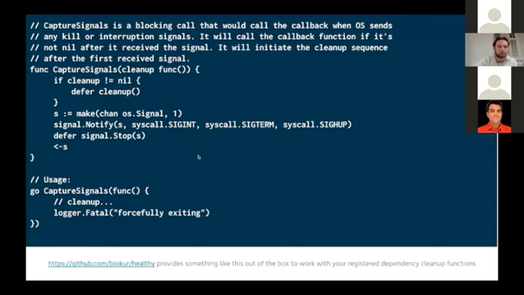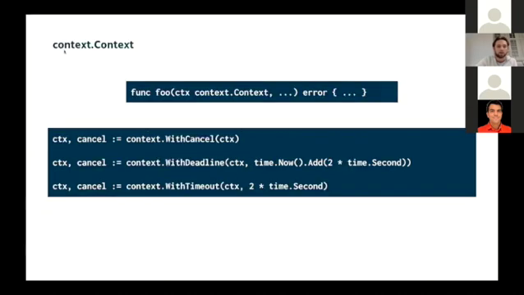We've got a capture signals method. It accepts a cleanup function as an argument. And we can use the OS signal package to listen for incoming POSIX signals. And when we receive one, we can do any teardown necessary in the cleanup function in order to safely exit our application. And another important concept for achieving this in Go is using context.